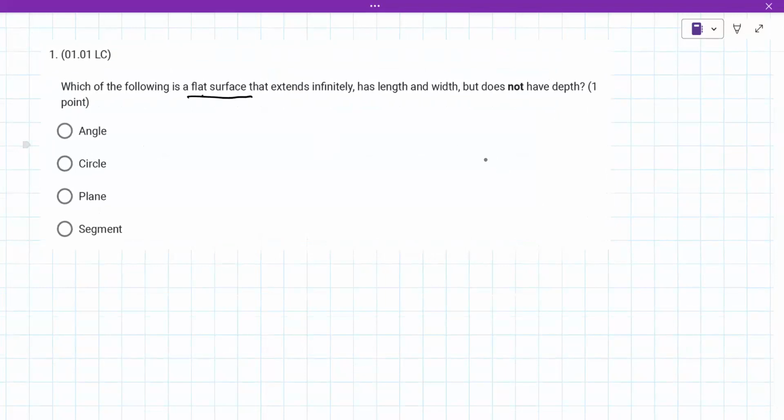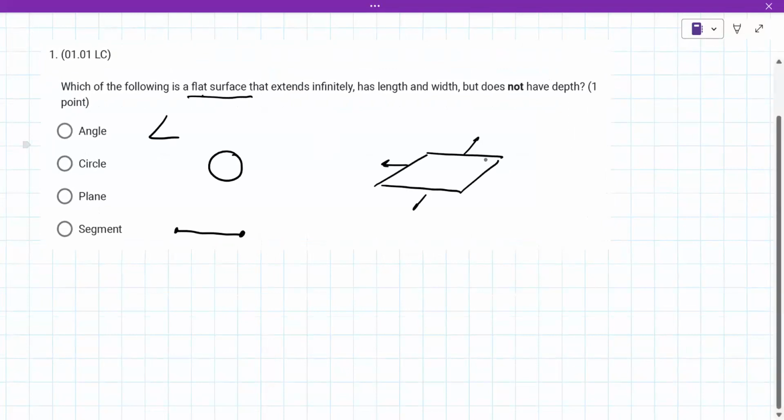The key word here: an angle is an angle, a circle is a circle, a segment is fixed on either end. A plane, though, we draw as a sheet of paper, but it actually extends infinitely in all directions. And it has no depth.